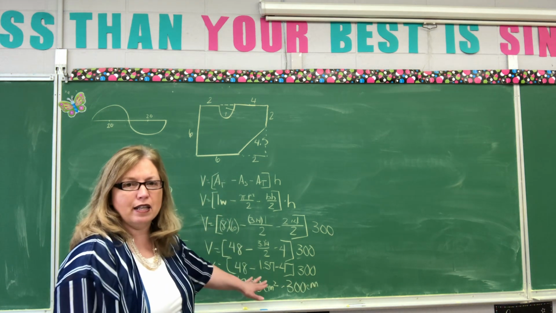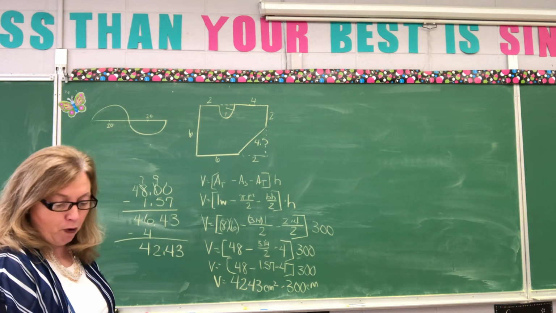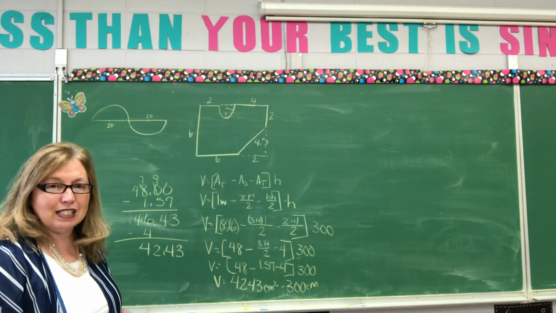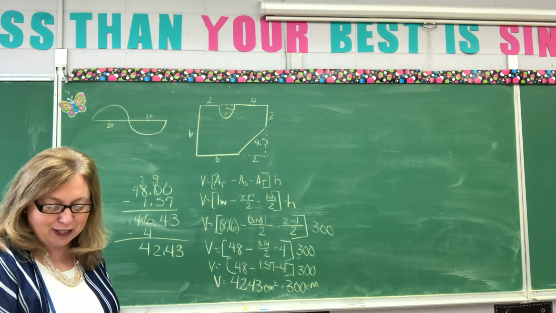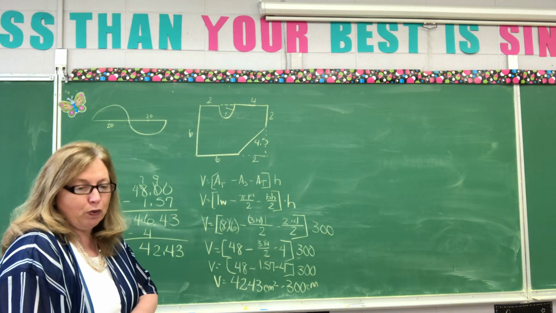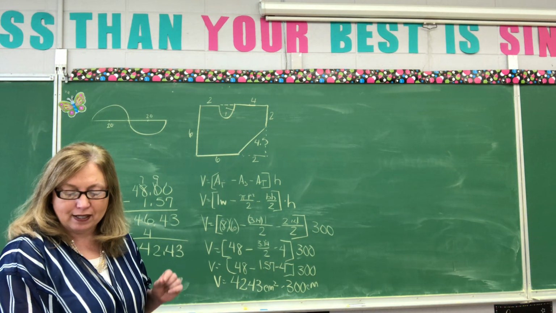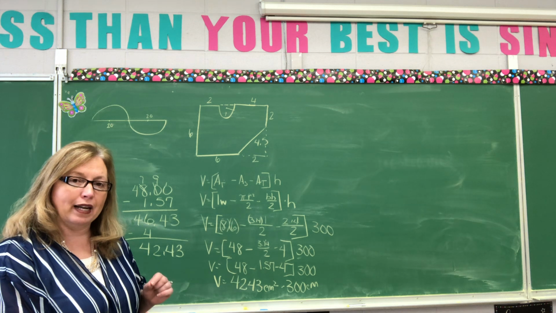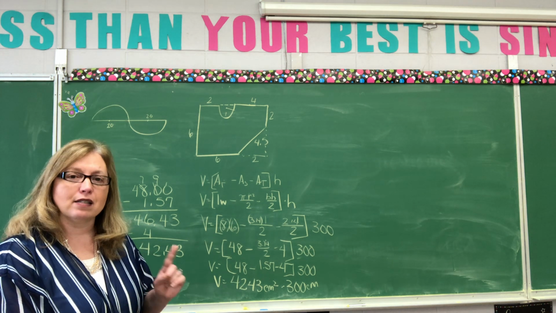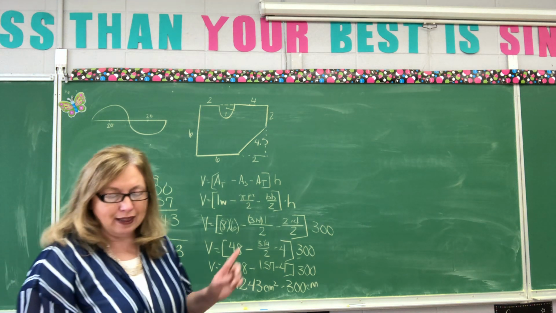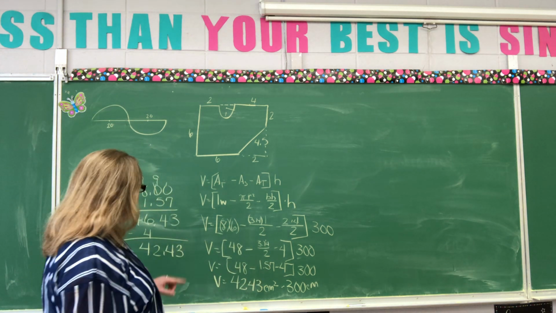Okay, I don't know if you can see that all the way at the bottom, but we have 42.43 square centimeters times the 300. And our final answer is going to be 12,729 cubic centimeters. Now, I want us to go ahead and look at this same figure, but I want us to find the lateral surface area.